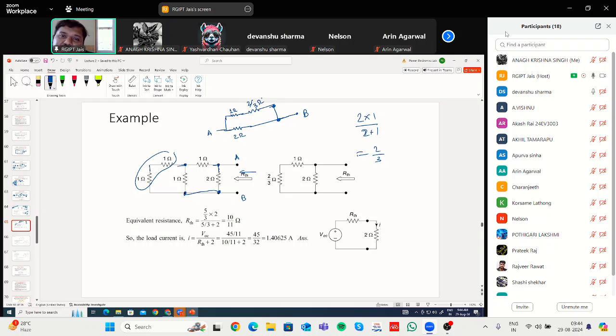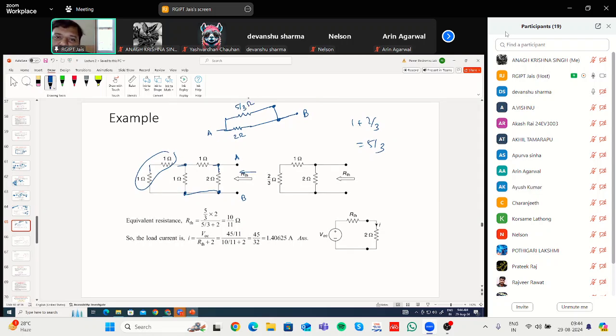Now, this resistance and this resistance are in series, so you can add them up. That means 2 by 3. What is the equivalent resistance? 1 plus 2 by 3. So 5 by 3, 5 by 3 resistance. So you can remove this part and replace it with a 5 by 3 ohm resistance.